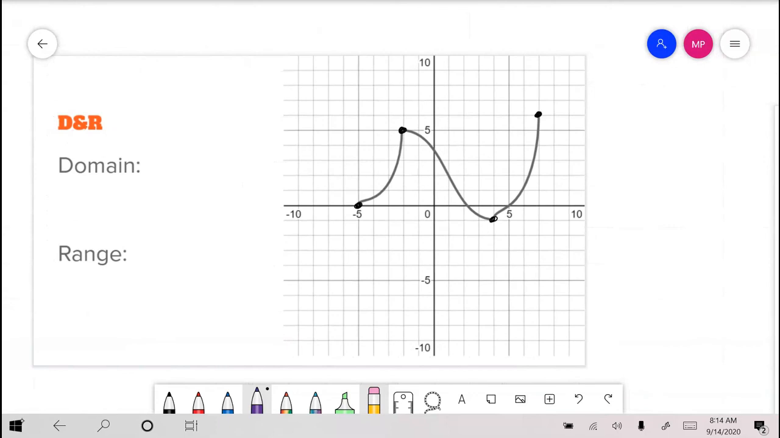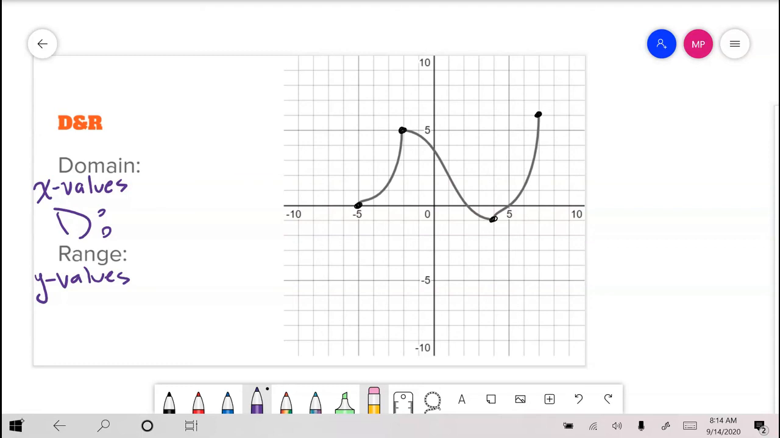For the first section, if we're looking for domain, remember that's always going to be the x values. We'll write that over here: x values. And then remember, range is always going to be the y values. If we're trying to find the domain, we can use interval notation, set notation, or inequalities. What I'm going to use for this one is interval notation.